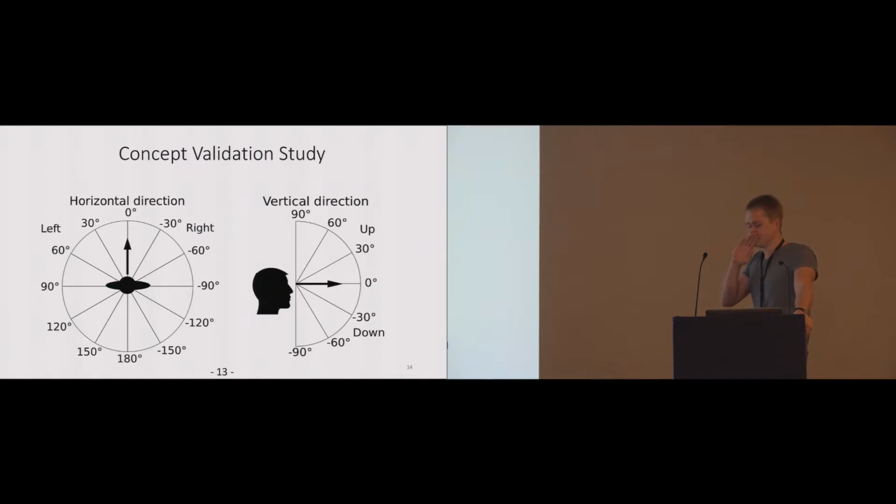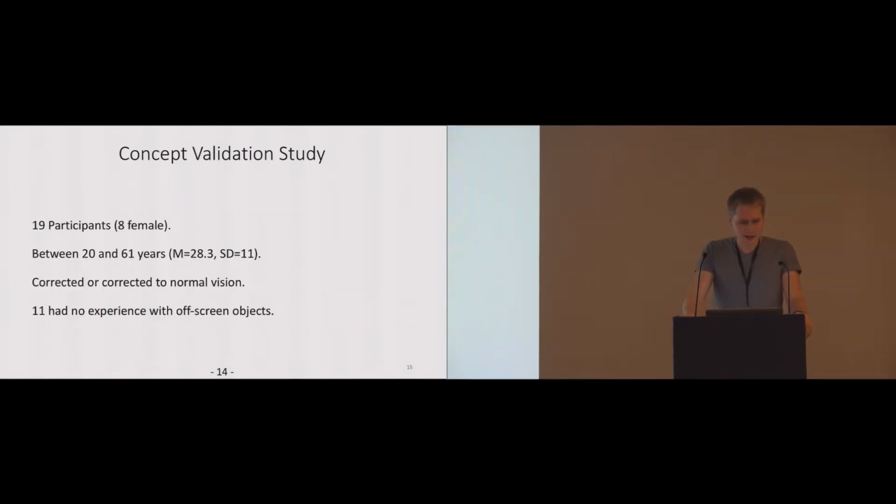That is actually how the form looked. We had buckets where people could say, okay, I feel in the horizontal direction it's somewhere here, and in the vertical direction it's somewhere here. Then we ran the study. We had 19 participants, 8 female, and as you see here, 61 was the oldest person. We had all corrected or corrected to normal vision, and 11 out of 19 participants had no experience with off-screen objects.